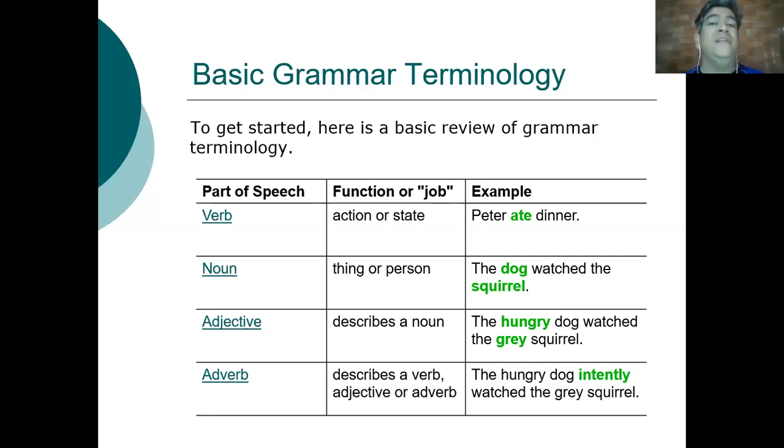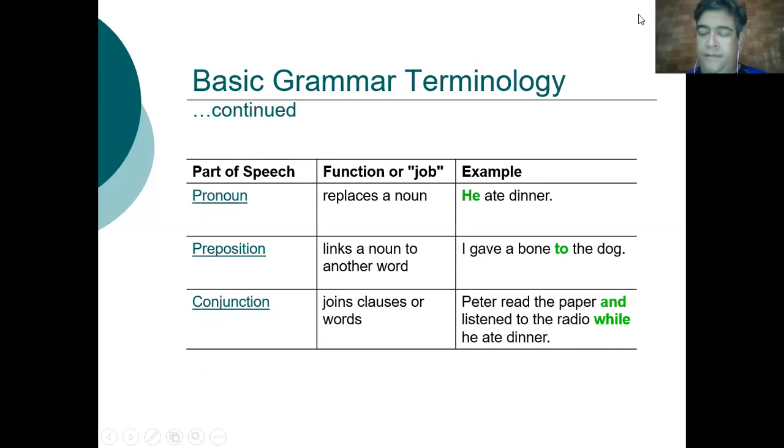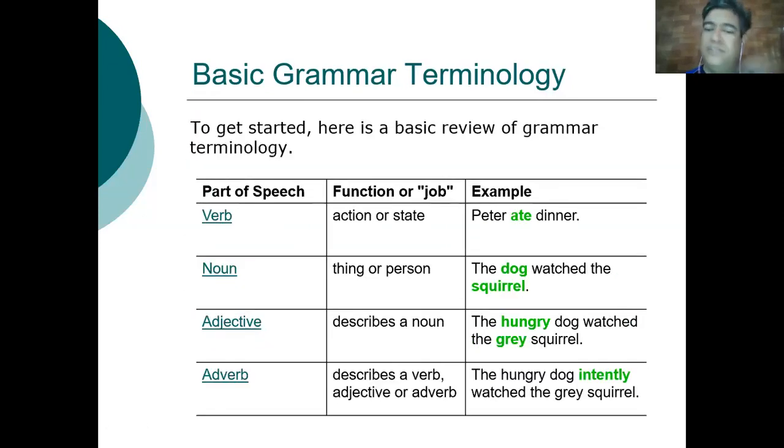In that case, well, Peter ate dinner. That's it. A noun. What's a noun? I mentioned that last class, I think. A noun is a thing or person. The dog watched the squirrel. When you think of a noun, think of a name. For example, Vladimir is a noun. Oriana is a noun. Computer is a noun. Window is a noun. Venezuelan is a noun, and so on.